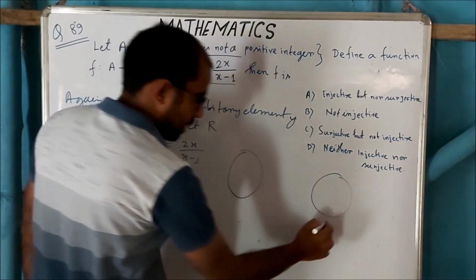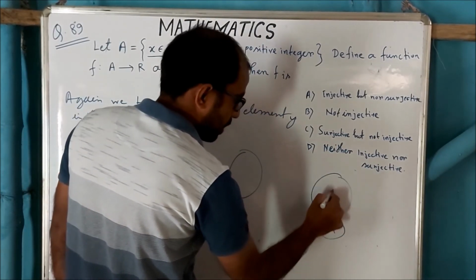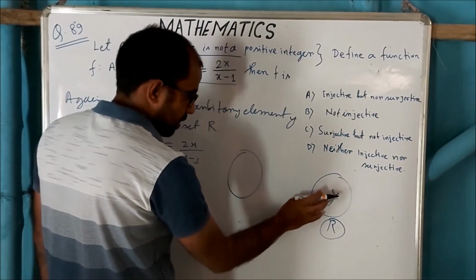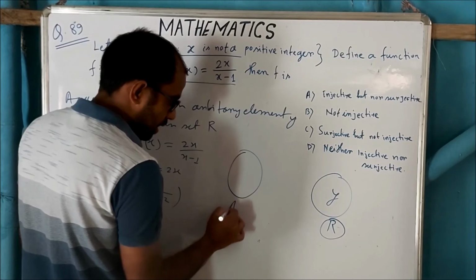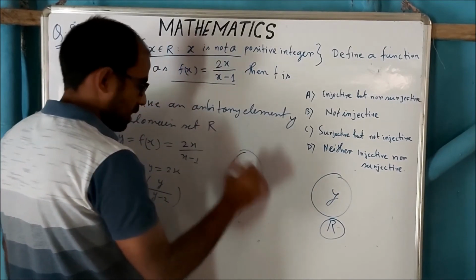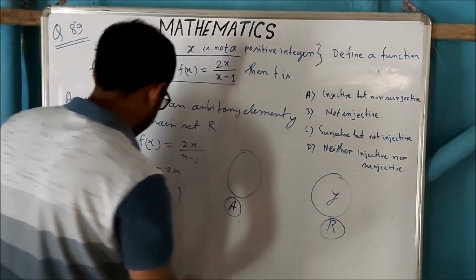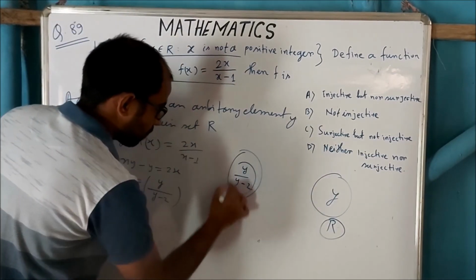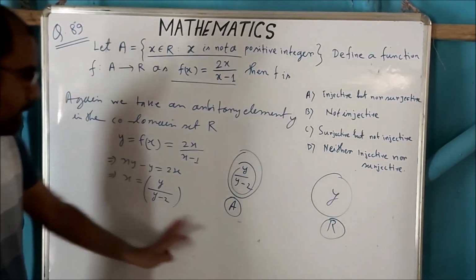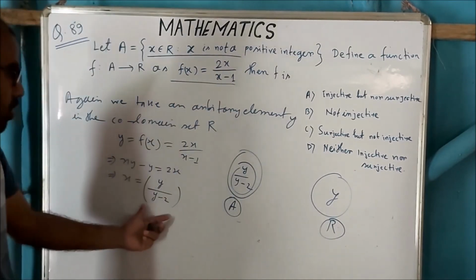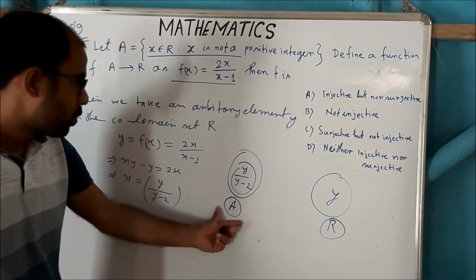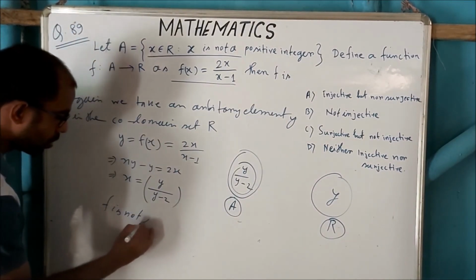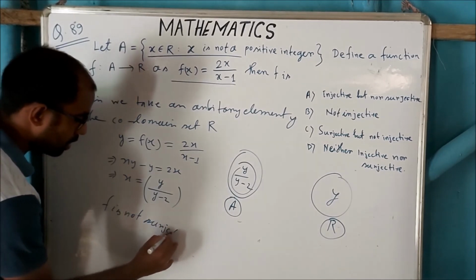So we take an arbitrary element y in the codomain set. Suppose we get this element has a pre-image in the domain set A, then we say that f is surjective. But we see that this denominator is y minus 2. If we take y equal to 2 in the codomain set R, which does not belong to this set, so we can say that f is not surjective.